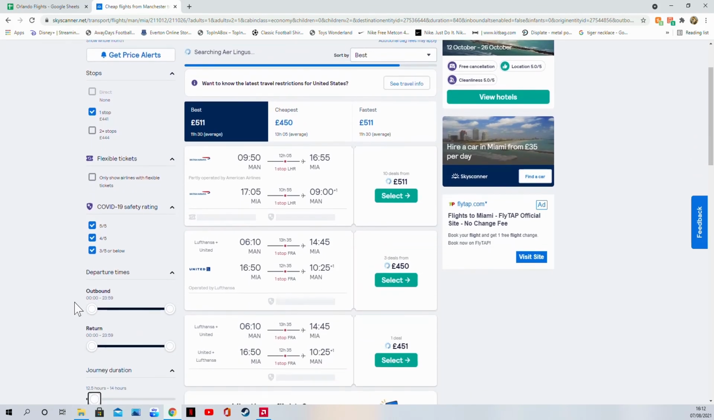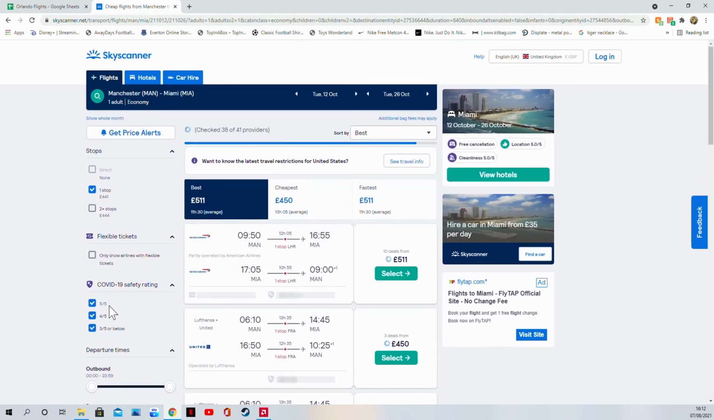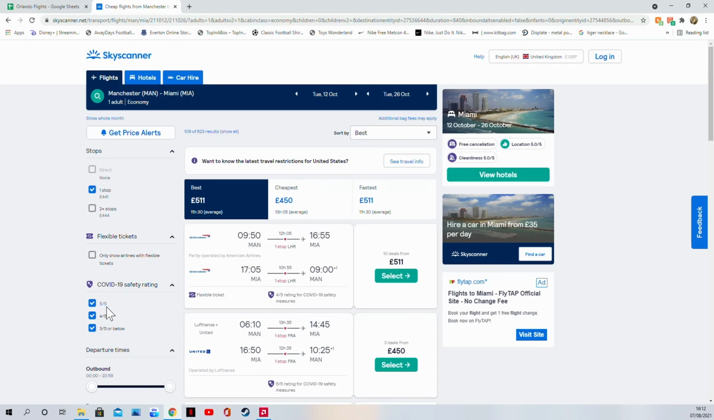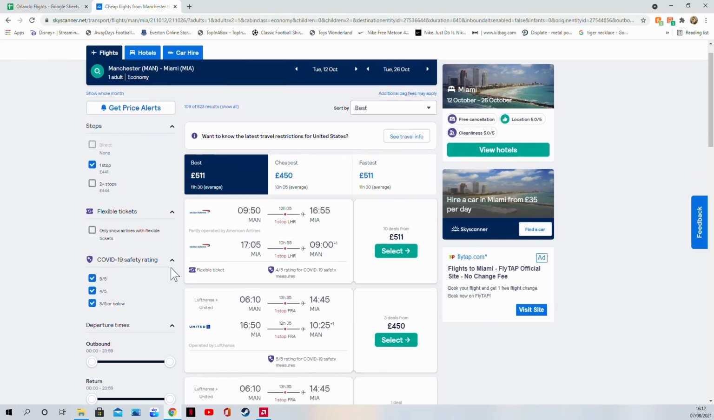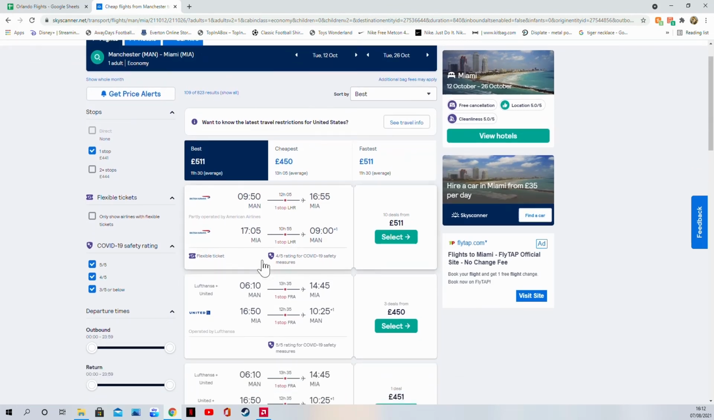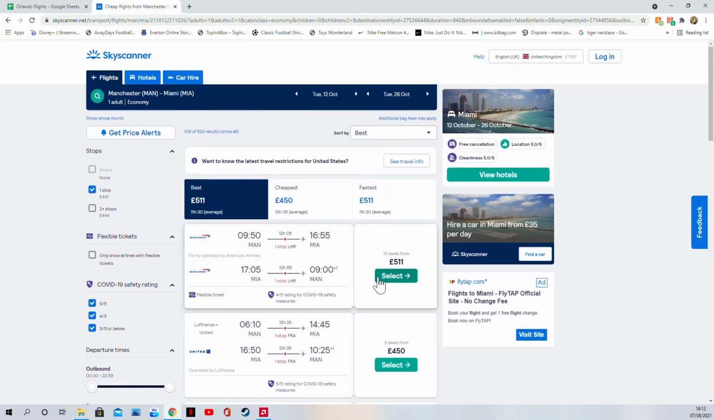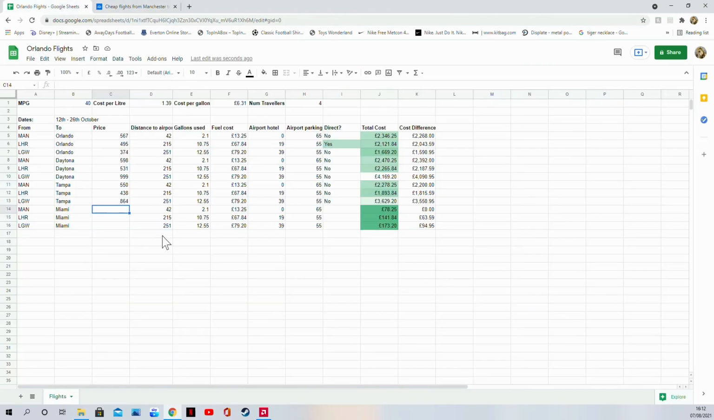I've had an example in the past where it's been £1,600 cheaper to fly to Miami for the 4 of us. £1,600 cheaper to fly from Gatwick to Miami than it has been to fly from Manchester to Orlando. So for a saving of £1,600, it's well worth it. So we can see here, this one, there's one stop in Heathrow on the way, and that's coming out to 511. So we probably would look at that one. So 511 and not direct.